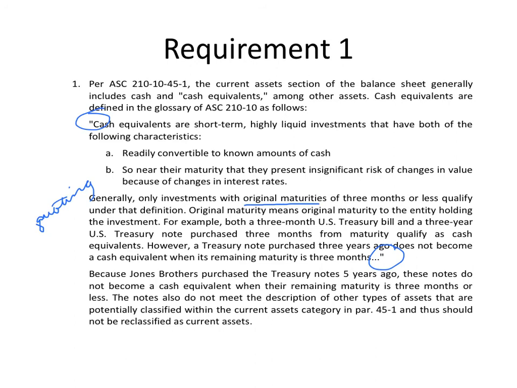And then it goes on, sort of, let's put this into words. And it is a good idea not just to paste up a quote from the codification. You have to be able to let the reader know that you understand the codification and are applying it to the specific circumstances. Because Jones Brothers purchased the Treasury notes 5 years ago, these notes do not become a cash equivalent when the remaining maturity is 3 months or less. The notes also do not meet the description of other types of assets that are potentially classified within the current assets category and thus should not be reclassified.